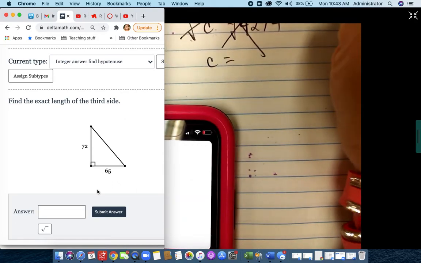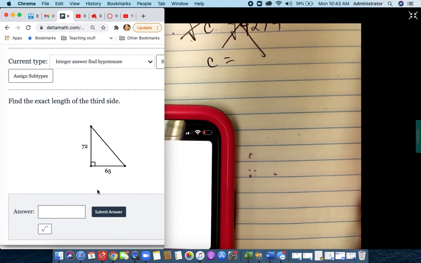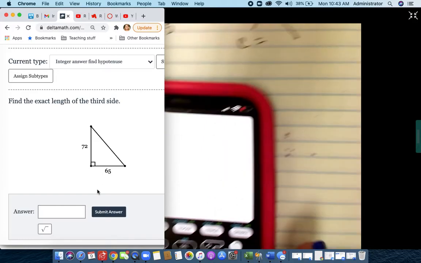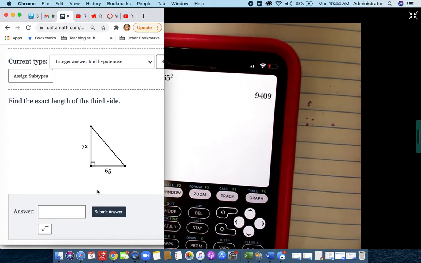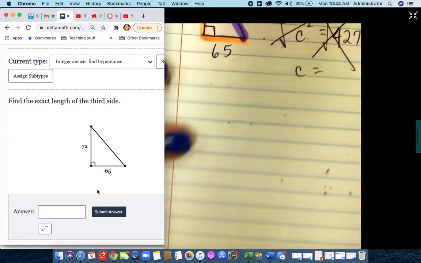Please forgive me. C squared equals 72 squared plus 65 squared. So I'm going to get a large number here. 72 squared plus 65 squared, and I get 9,409. So sorry about that. Second square root of that answer gives me 97. And that's it. The length of my hypotenuse would be 97.